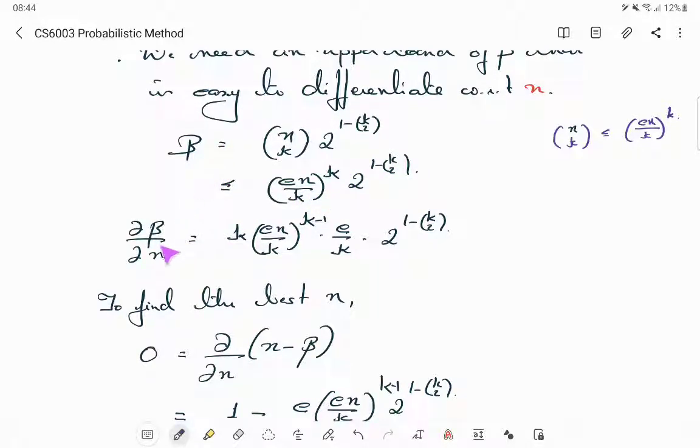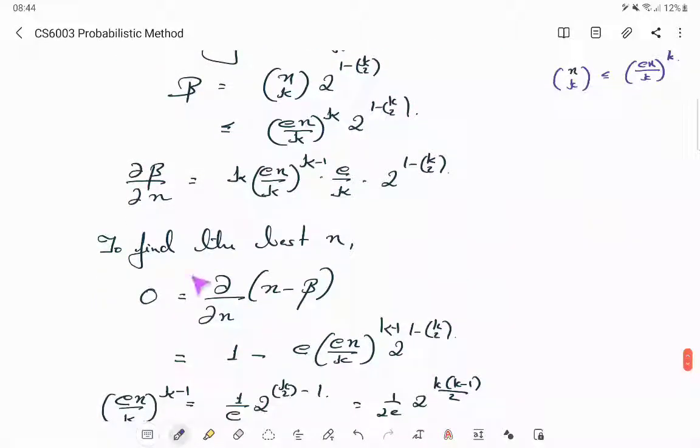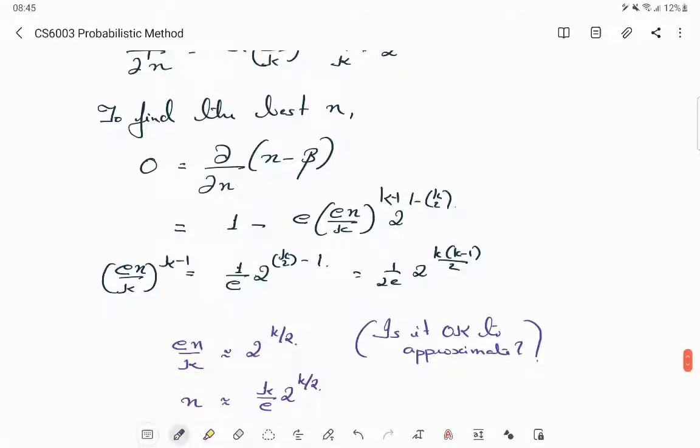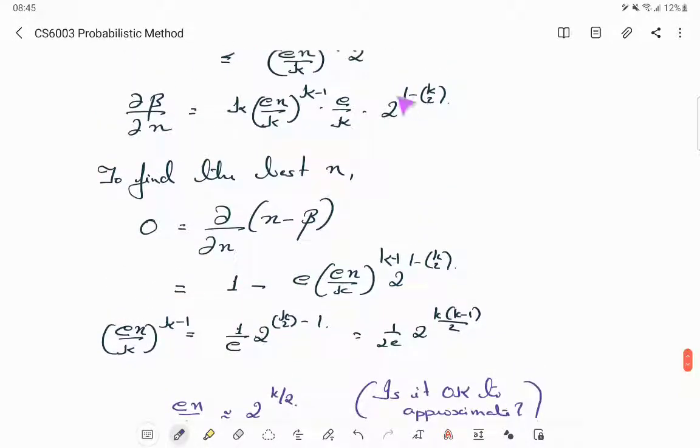What would be dβ/dn? k times (en)^(k-1), this e over k will come here, times 2 to the power 1 minus k, by 2. And to find the best n, we said we should not set the derivative of beta to 0, we should set the derivative of n minus beta to 0. So there is a 1 minus this derivative that is coming here.